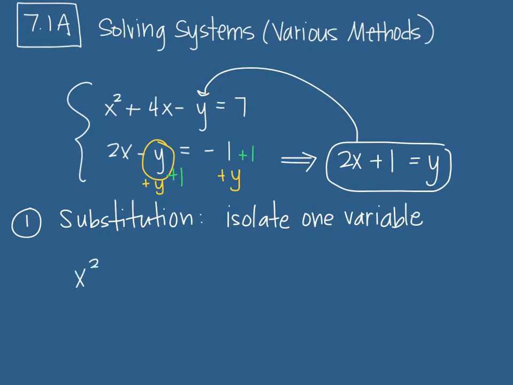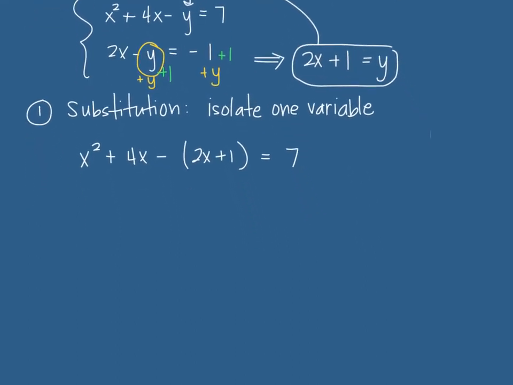So the math on that is x squared plus 4x minus, and you always put parentheses around what you drop in, and I am dropping in 2x plus 1. And then that will be equal to the number 7. From there, you're going to do legal math to solve for the value of x. So the first legal step I want to do is distribute that subtraction. So I'll have x squared plus 4x, subtract 2x, subtract 1, equals 7.